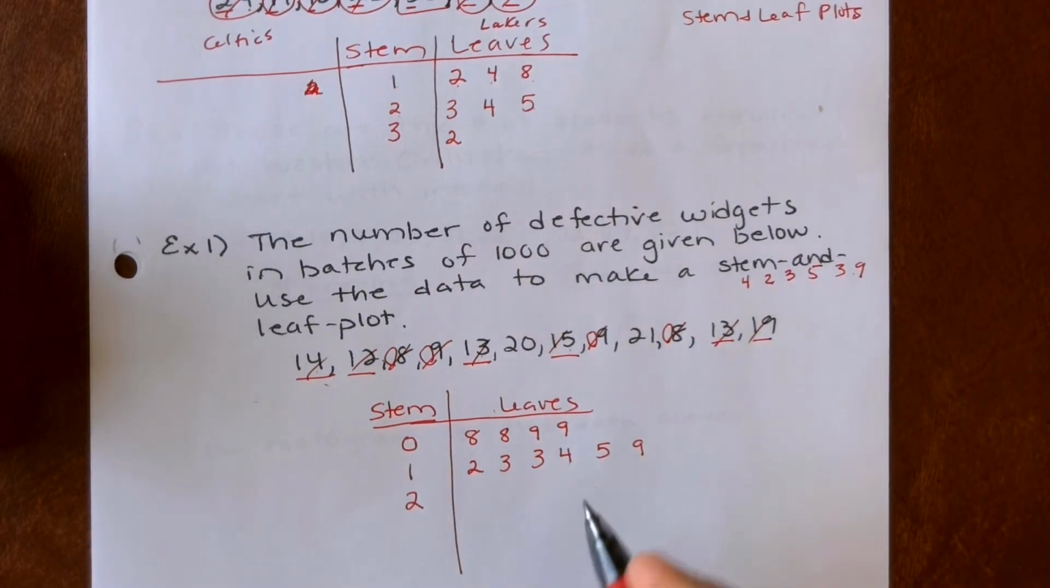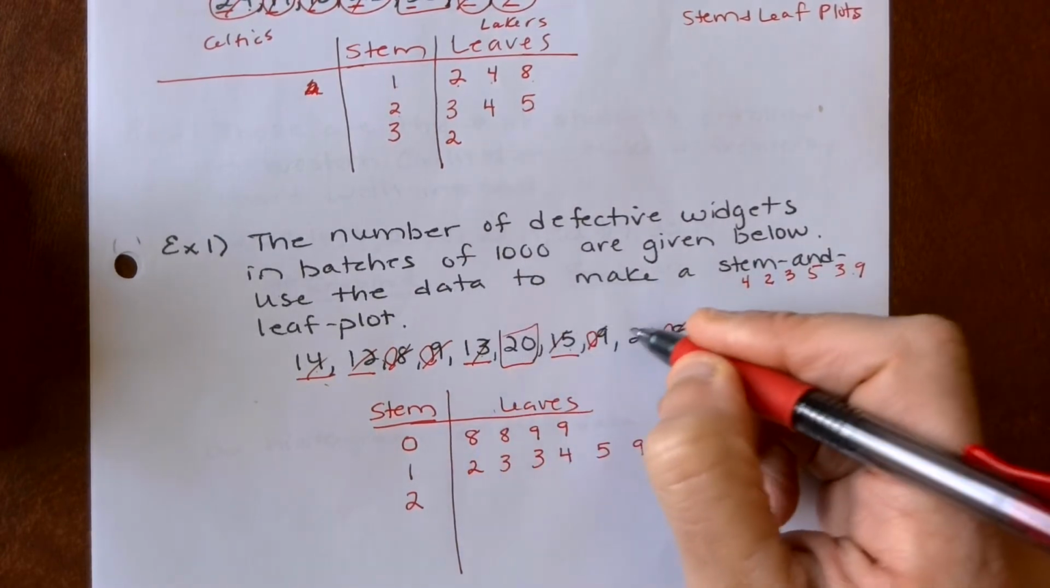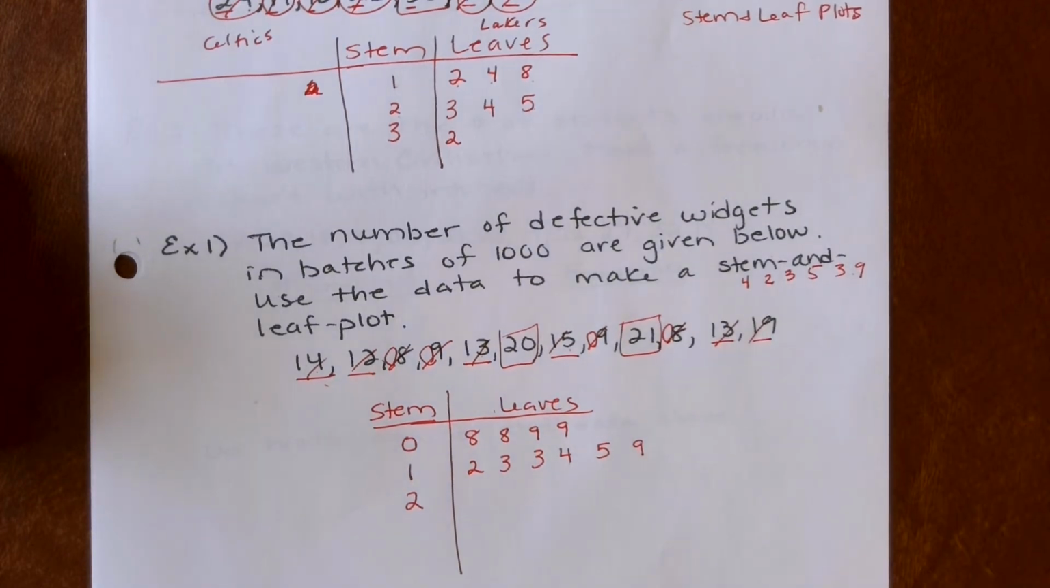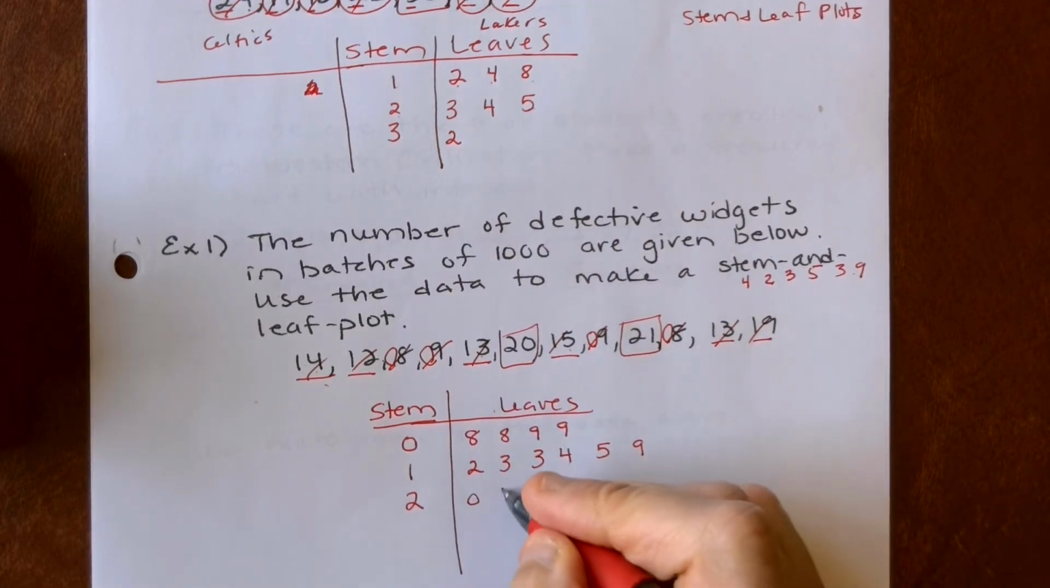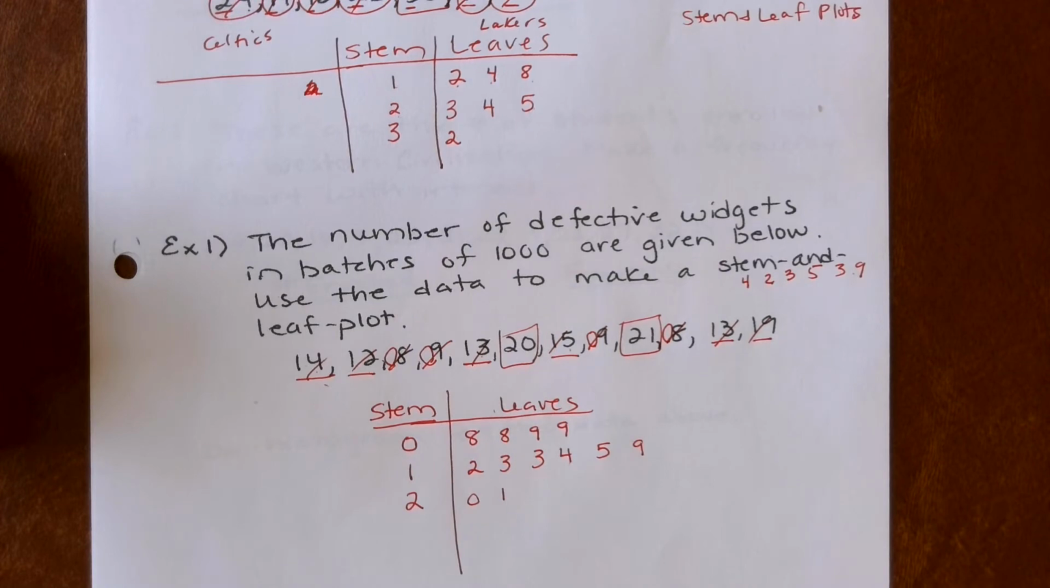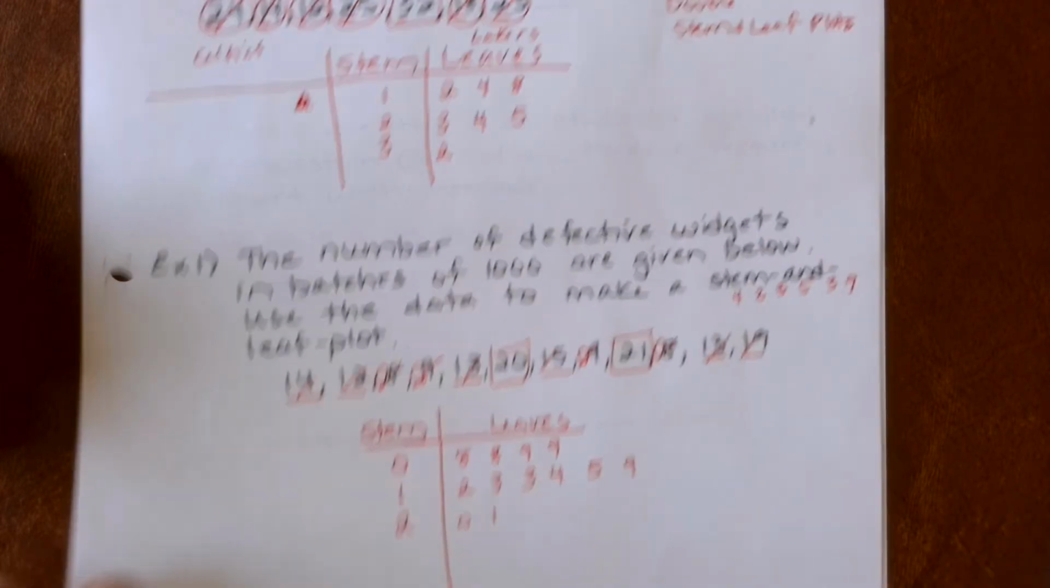And we are left with our 2s. So I've got this one, got this one. Anything I missed? I always double check because sometimes they are sneaky little buggers and we miss them. So we got a 0 and a 1. And we're done. So hopefully yours look like that when you came back.